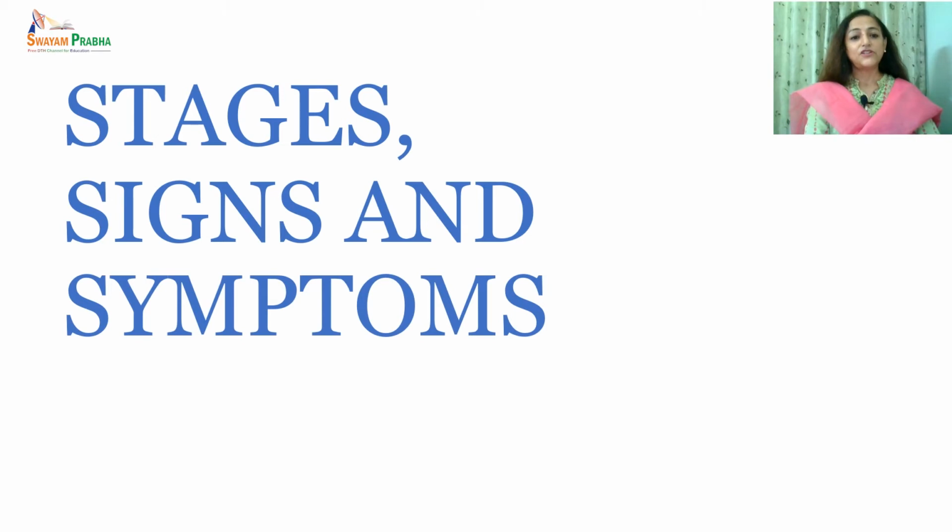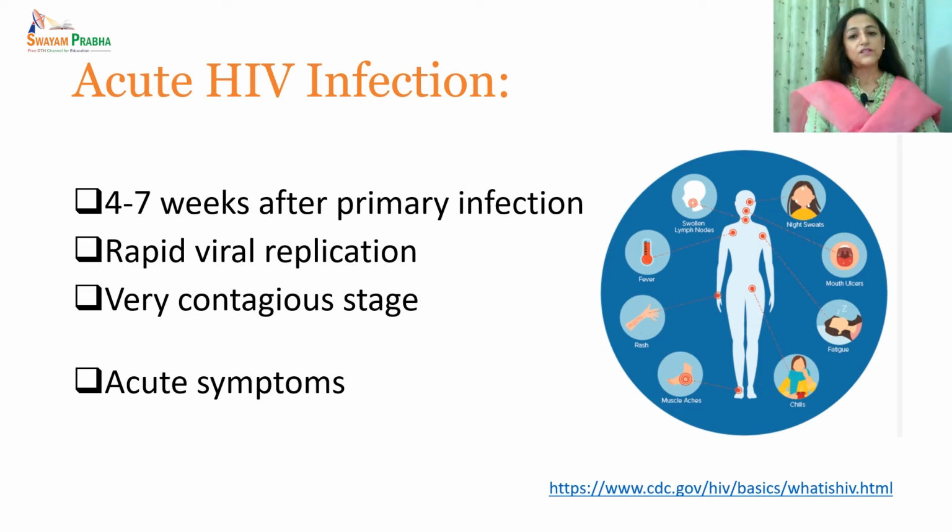So let us see what are the stages, signs and symptoms of HIV infection. There are 4 stages of HIV infection. The first stage is known as acute HIV infection. This period is around 4 to 7 weeks after the primary infection, and during this period there is very rapid viral replication. People will have a large amount of HIV in their blood, and they are very contagious in this stage. Some people will have flu-like symptoms. This is the body's natural response to the infection. But some people may not feel sick right away at all.